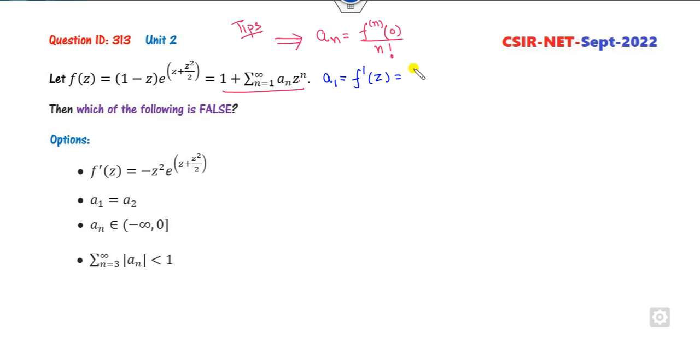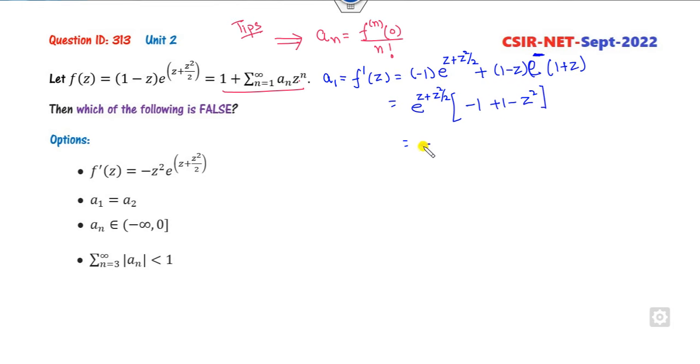So firstly we can take this, and I can write this as z plus 1 minus z, e raised to the power of the same, and 1 plus z. So I can take e raised to the power z plus z square by 2 common, minus 1 plus 1 minus z square. So it is my minus z square e raised to the power a. I write this as a because I have to write it again and again. So you can see this is satisfied.